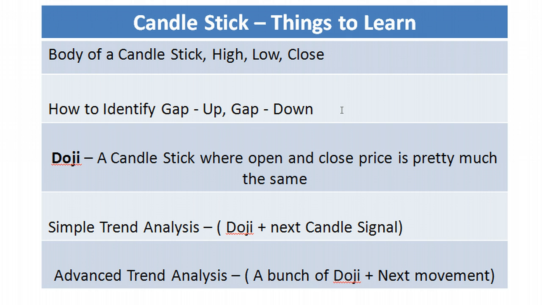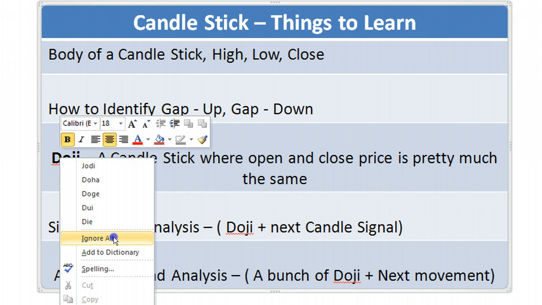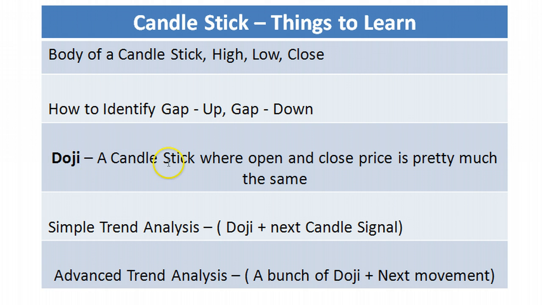And then I'm going to talk about a doji pattern or a doji candlestick, and how to use a doji candlestick, and how to identify dojis in a particular candlestick graph, and how to use that to do simple trend analysis and an advanced trend analysis. So in the simple trend analysis, I'll explain what is a doji and why and how that helps you in understanding a trend.